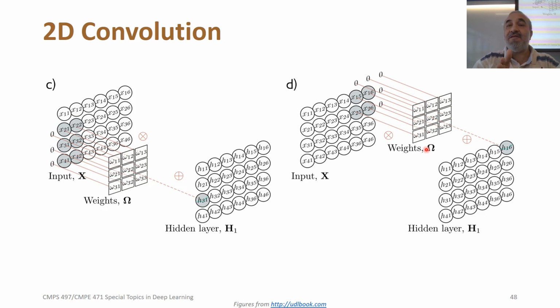What if we want to have multiple output channels? Multiple kernels. And all of the kernels, of course, will be 2D, right? So we'll have multiple output channels.